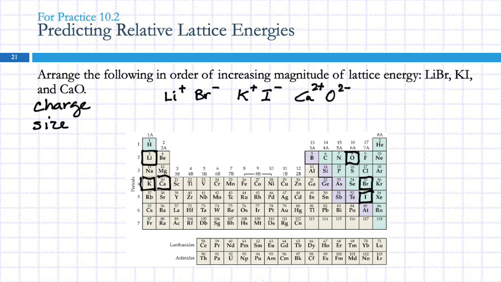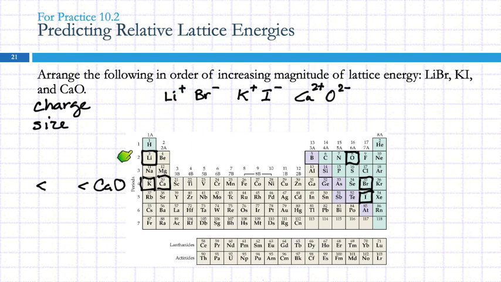So which is going to have the greatest force of attraction between these ions based on charge? The calcium, right? So based on charge, this one's going to be like 4 times as big as those. So this is our big winner. Here we're going in order of increasing. So that tells us that the last one is calcium oxide. That's the biggest. And now we have to just decide between the other two.